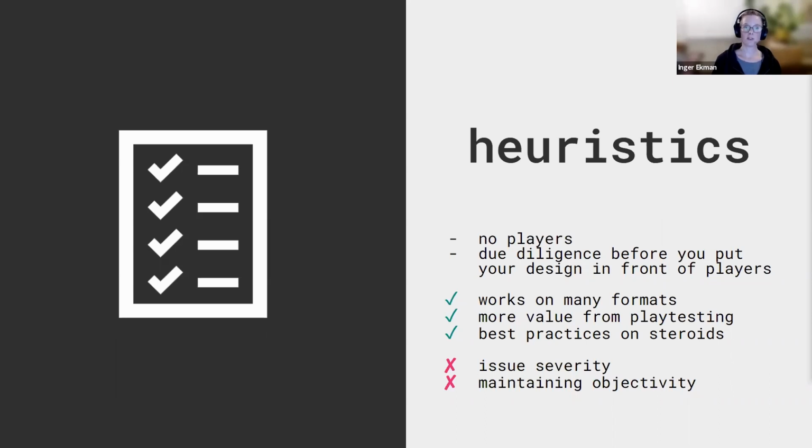And what do they do? Well, they're basically best practices on steroids. It's a quick, easy way for you to sanity check your design. Have you covered the basic requirements that would prevent the player from, for instance, finding that your game is usable? And are there some low-hanging fruits for you to address before you go into the effort of inviting external players?